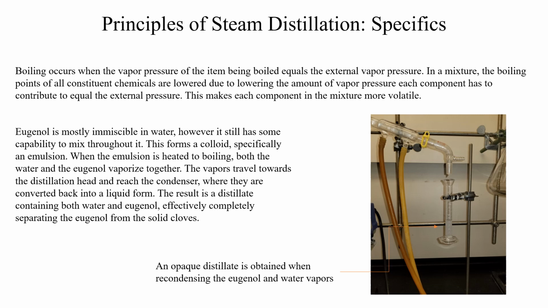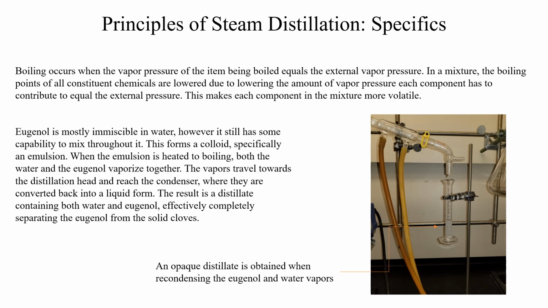Now, due to the very weak intermolecular forces between eugenol and water, it doesn't take nearly as much energy to break those forces when converting them to a vapor. And so the boiling point of this colloidal mixture is much lower than the boiling point of pure water, and definitely much lower than the boiling point of pure eugenol. And so when we boil this mixture, it doesn't take nearly as much energy, and we're getting both vapors of water and our eugenol.